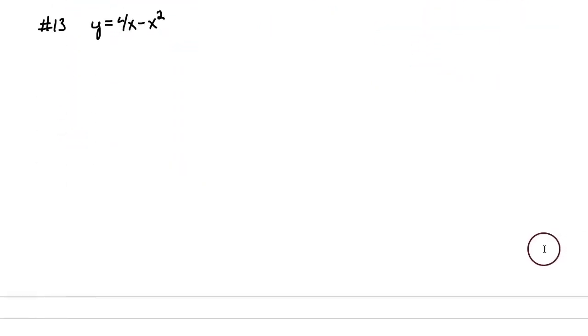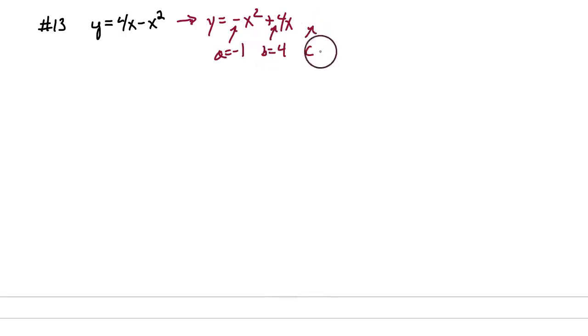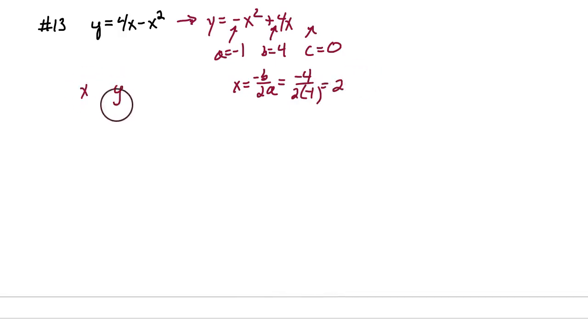Number 13. I'm going to rewrite this so that the x squared term comes first. Now I can figure out that a is -1, that b is 4, and that c is 0. To get the x-coordinate of the vertex, the formula is -b over 2a. So -4 over 2 times -1. This makes 2. Now make an xy table.